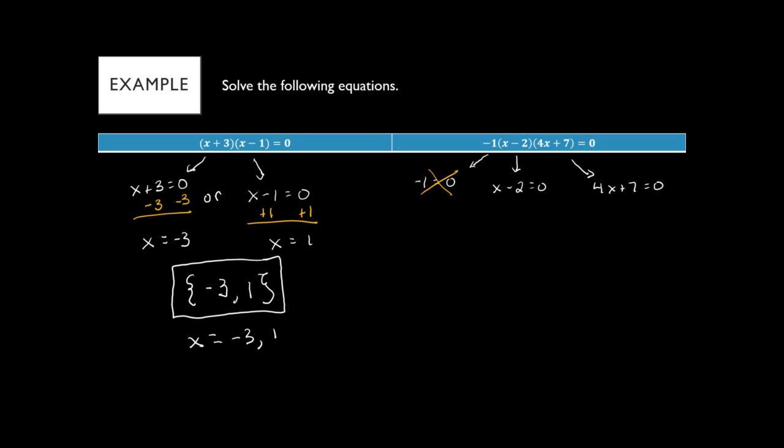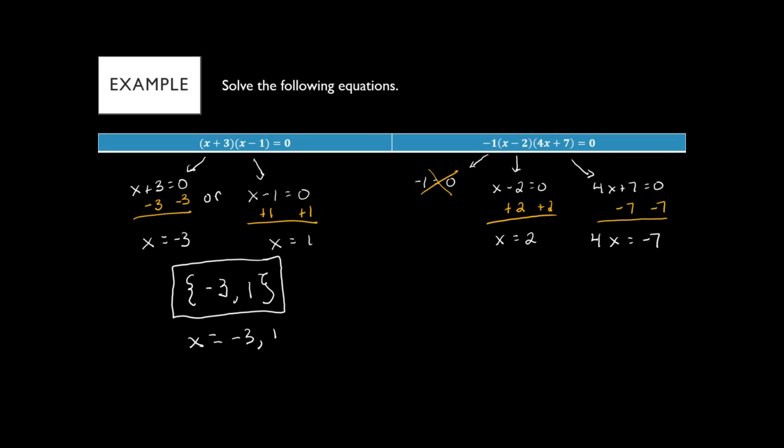So we have x minus 2 equal to 0 and 4x plus 7 equal to 0. And we're going to solve both of these equations for x. We're going to be adding 2 to both sides for the first equation, and for the second equation, we're subtracting 7 from both sides. So for equation 1, we get x equals 2. So we have one solution. The second equation, we get 4x equals -7.